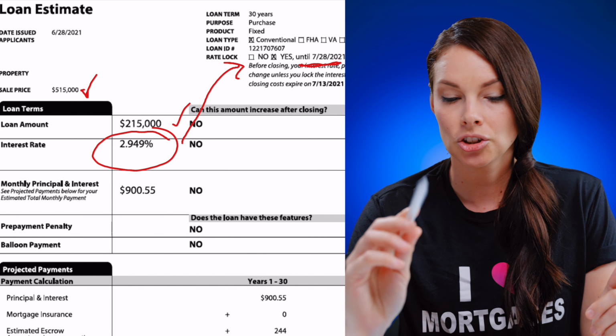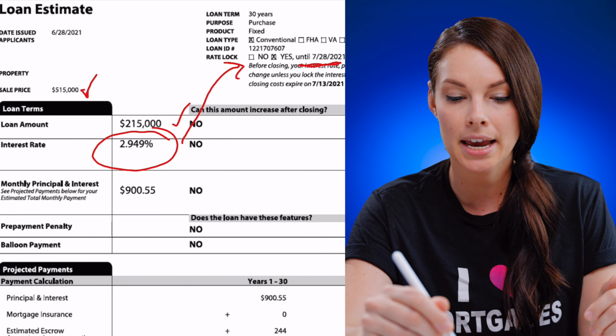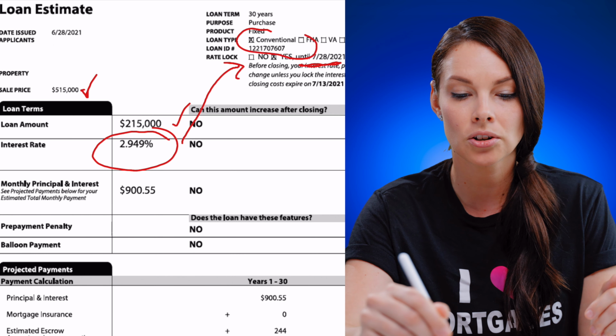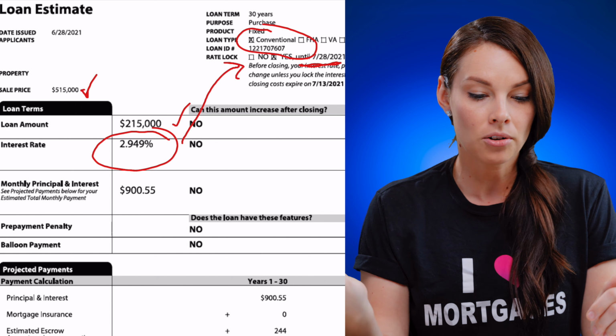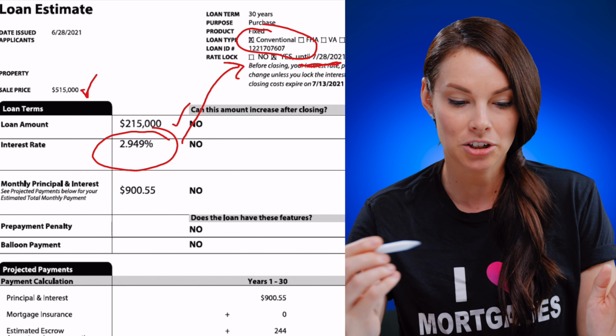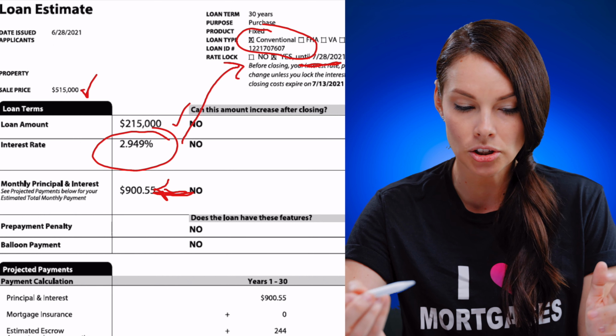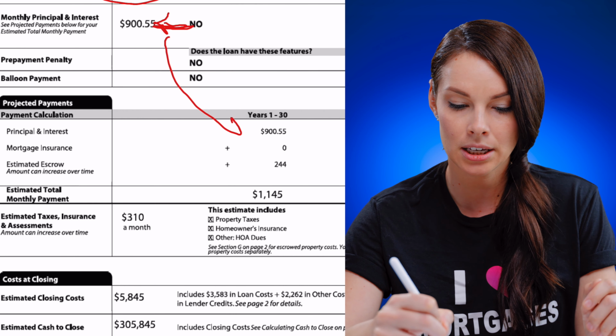Another thing to pay attention to up here is the loan types. So we have conventional, FHA, VA. As you can tell, conventional is marked. All right, so the next important thing is your monthly principal and interest. So we've got that right here. And then also it comes down here.